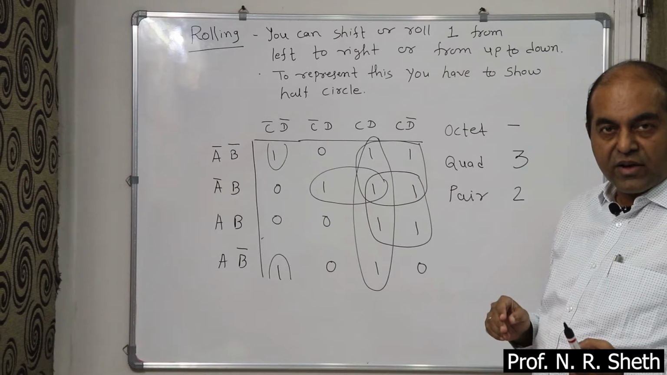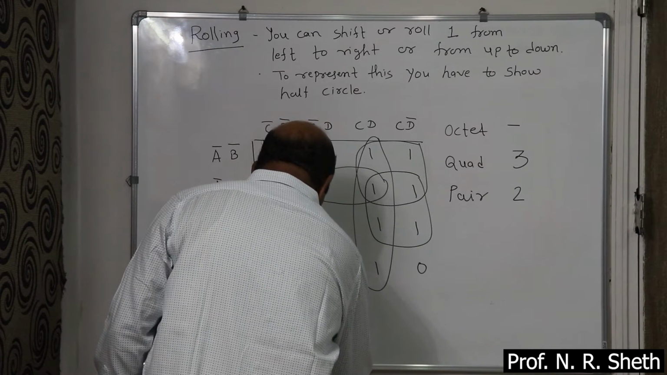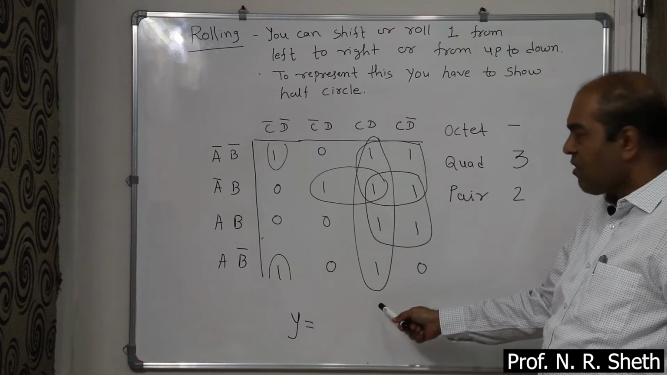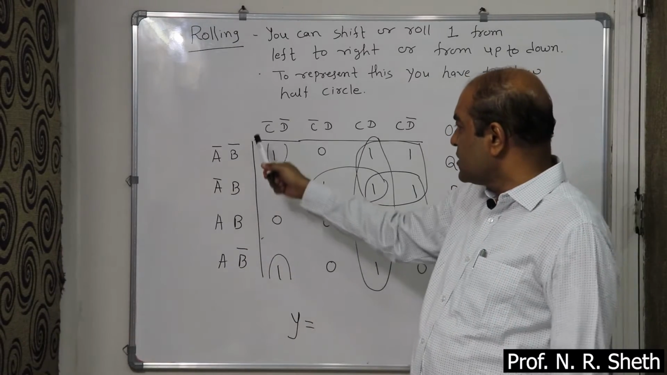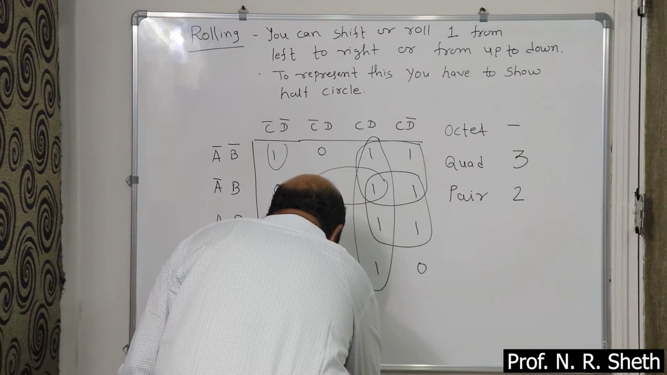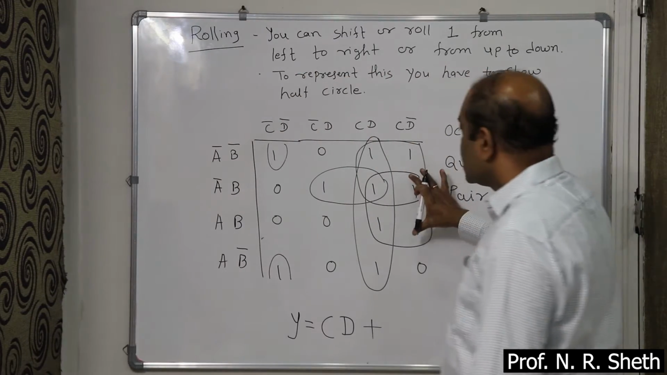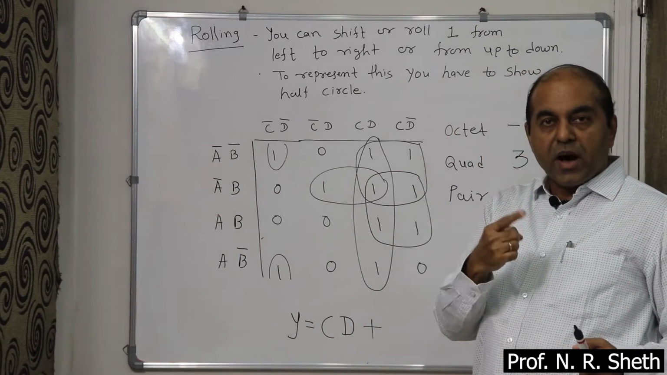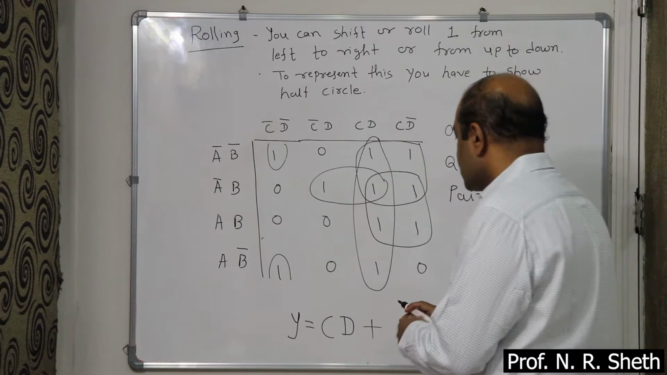So prepare your equation. Y equals, first for this one, it's very simple. A bar and A cancel, B bar and B cancel, so we have only CD. This one, A bar cancels, D bar cancels, so C.